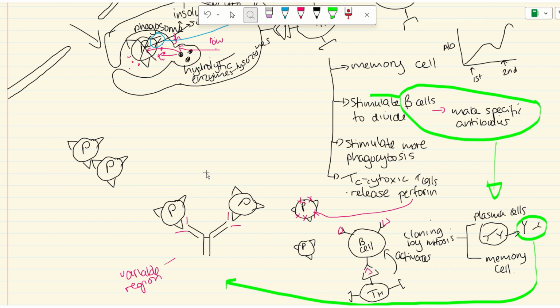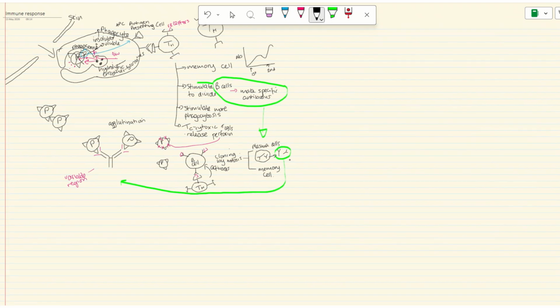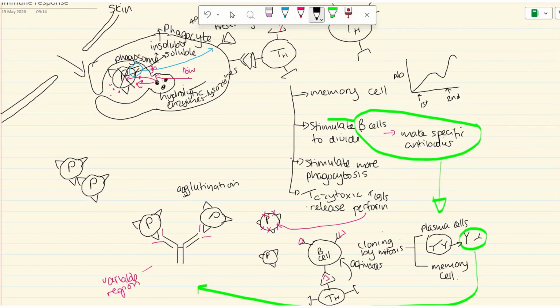The process by which the antibody binds and brings the pathogens to the same space or near to each other is called agglutination. And that, ladies and gentlemen, brings me to the end of the story of the immune response.